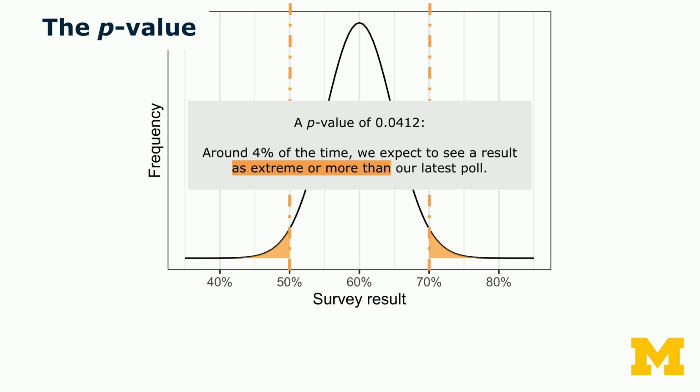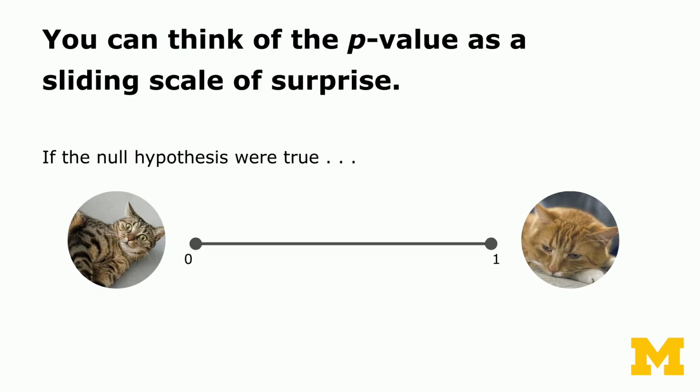So around 4% of the time, in other words, we expect to see a poll result as extreme or more than our latest poll, right? So our latest poll was the one that was 70%. And so to see something that extremely different from 60% would only happen about 4% of the time. Now you can think of the p-value as a sort of sliding scale of surprise, where we assume that the null hypothesis were true, and then if the p-value is 0, then it would be quite surprising, assuming the null hypothesis.